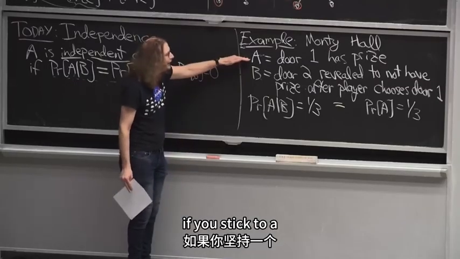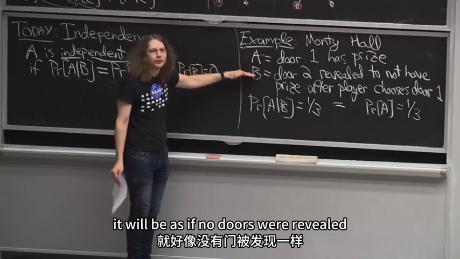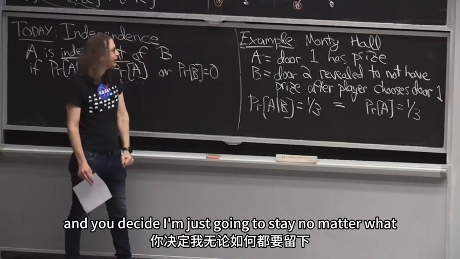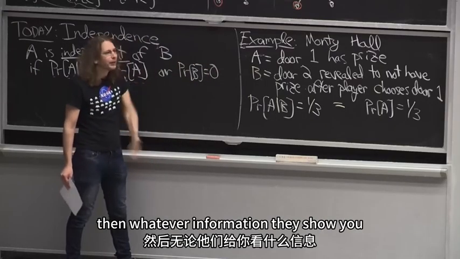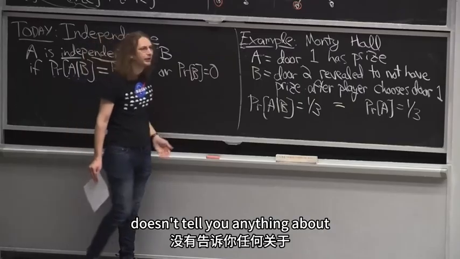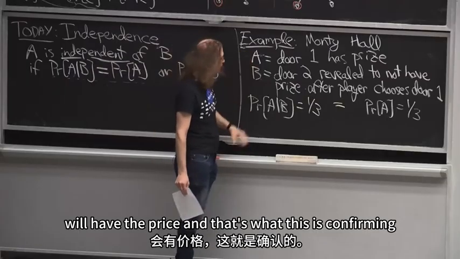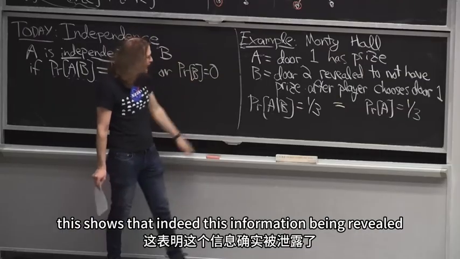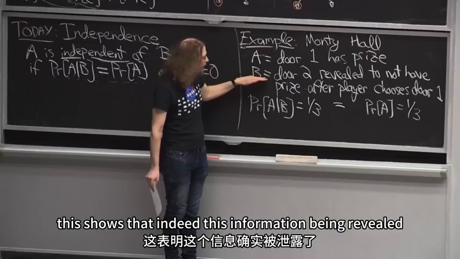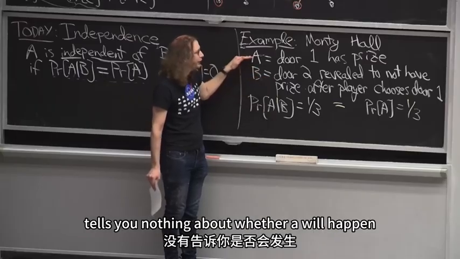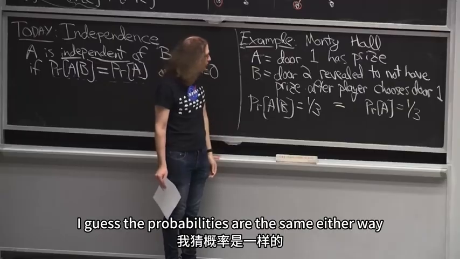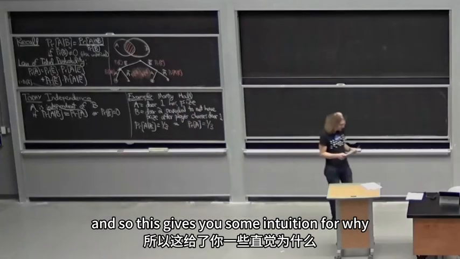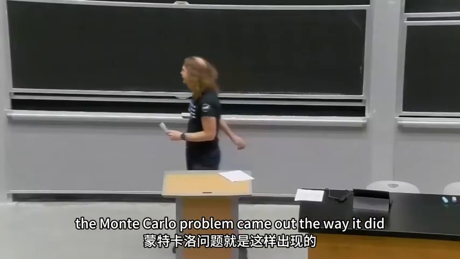If you stick to A, it will be as if no doors were revealed, right? If you pick door number 1 at the beginning, and you decide I'm just going to stay no matter what, then whatever information they show you doesn't tell you anything about whether door 1 will have the prize, and that's what this is confirming, that vague feeling that might be true. This shows that indeed this information being revealed tells you nothing about whether A will happen, or whether A happened, I guess. The probabilities are the same either way, and so this gives you some intuition for why the Monty Hall problem came out the way it did.